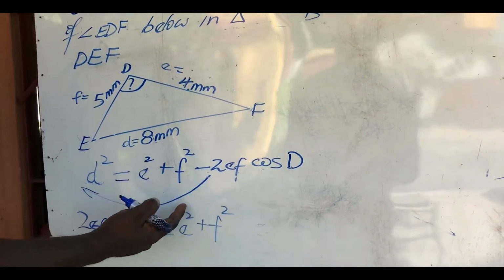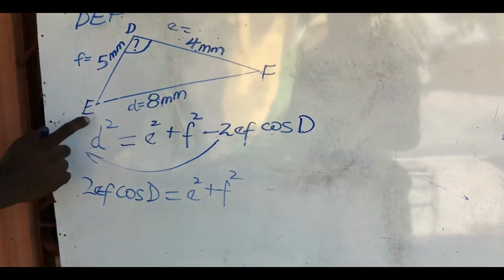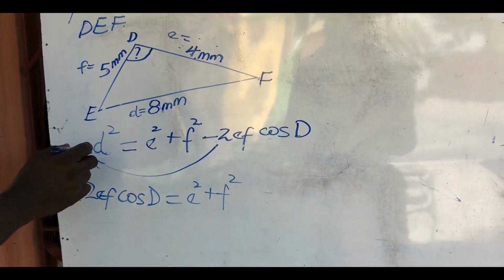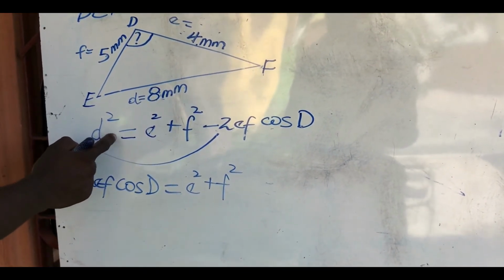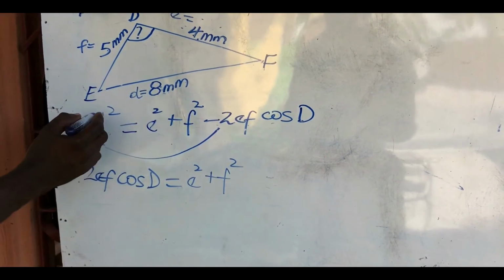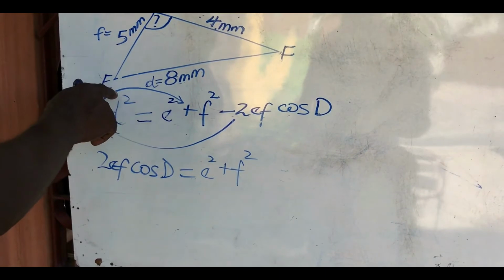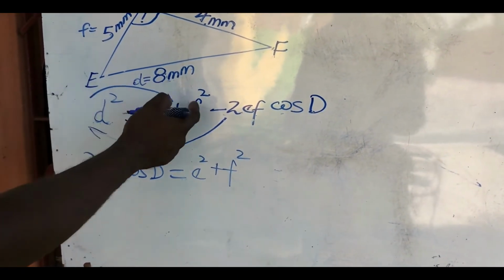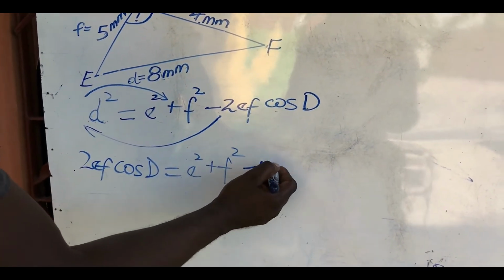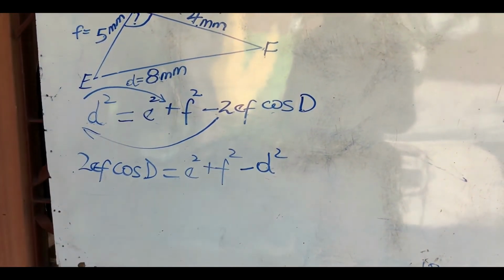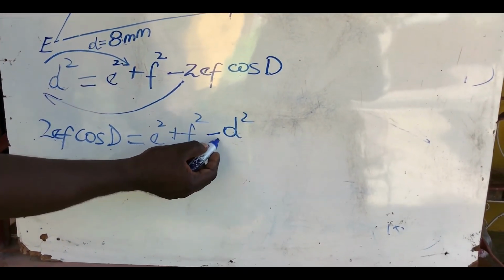But when I take this over to this side, D squared was already over here, but I don't want a D squared over here. So what I could do is subtract D squared from this side. But if I subtract it from this side, I'll have to subtract it from that side. Or I could simply take this over to that side. And when I take a quantity over to the other side of the equation, its sign will change. So it is positive D squared, so it goes across as minus D squared. So now what do I have? I have 2EF cos D equals E squared plus F squared minus D squared.